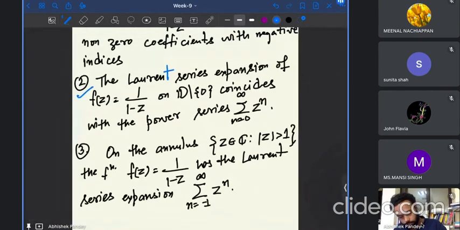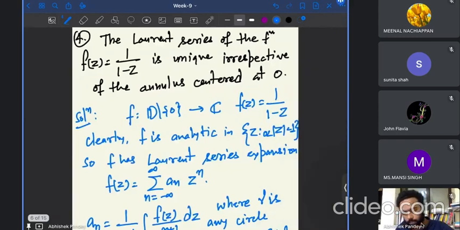So the third option is not correct, because if you see, it is saying that a 0 is 1, but that is not the case. Okay, so this is not correct.